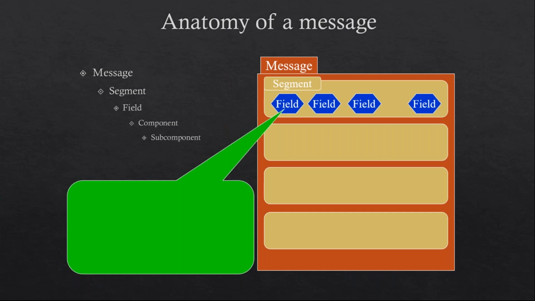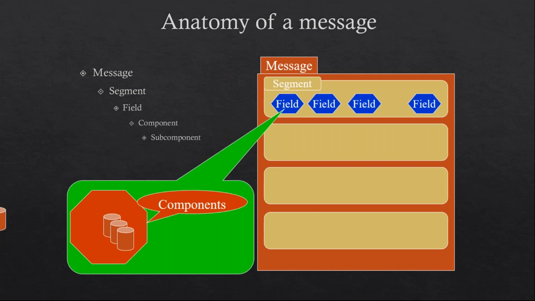Okay, so each message is divided into segments. Each segment will have its own label, its own name, and each segment is again divided into fields. Each field is again divided into components. There might be one component, there might be no component, or there might be more than two components. It depends on the nature of the data that is stored in one specific field. So we'll take an example to understand that more. Each component is again divided into subcomponents.